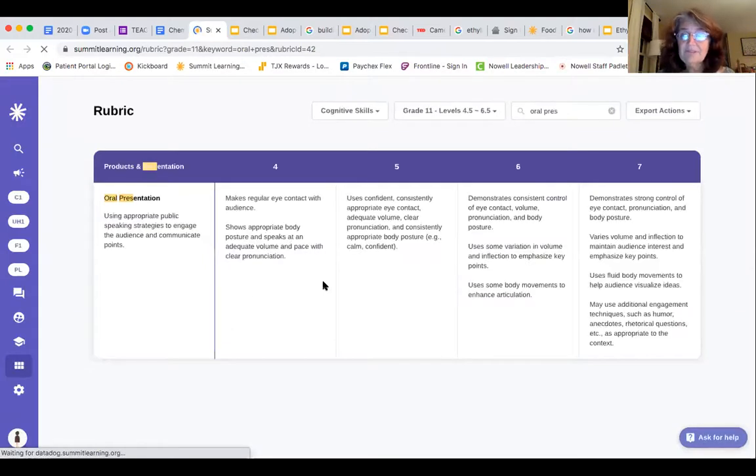Remember, in this class, we want to stay between a 4.5 and a 6.5. But the 6.5 is really where we want to be. That's 100%. That's somewhere between the 6 and the 7 here. Consistent control of eye contact, good volume, pronunciation, body posture, emphasizing points, and making sure that your articulation is clear and that you are really maintaining the audience's interest.